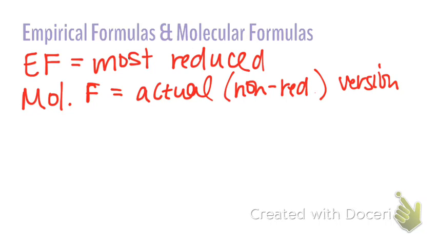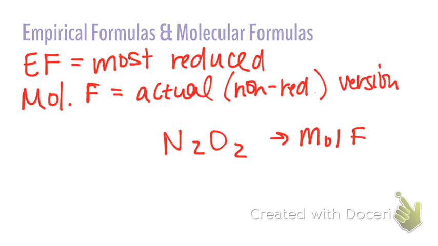Okay? Because in ionic compounds, we always reduce them to the smallest version, right? In ionic formulas, if we have subscripts that are reducible, we always do that. But in covalent compounds, we could have N2O2. That's non-reduced. That would be its molecular formula. And what would the empirical formula be? NO. Right? It's just the most reduced version of it.